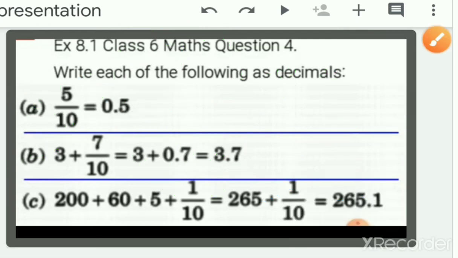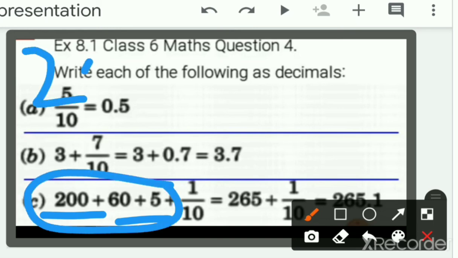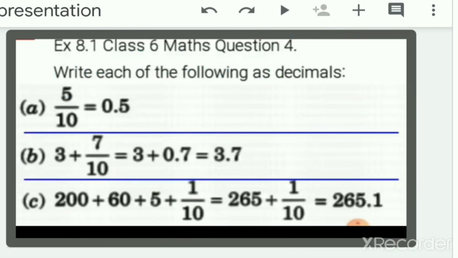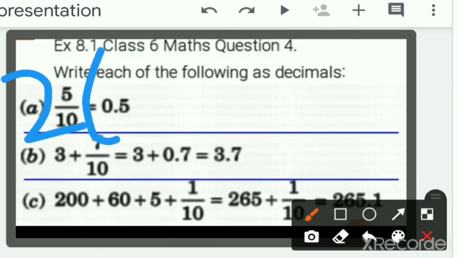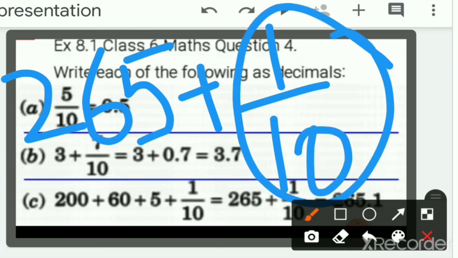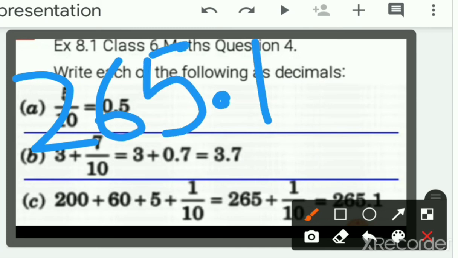Now we have the last one, that is 260 plus 5 plus 1 by 10. What will come? It is very easy. Add all these numbers. 200 plus 60 plus 5 will be 265. But after that it is given 265 plus 1 by 10. First we will divide: 1 divided by 10, we get 0.1. So our answer will be 265.1.